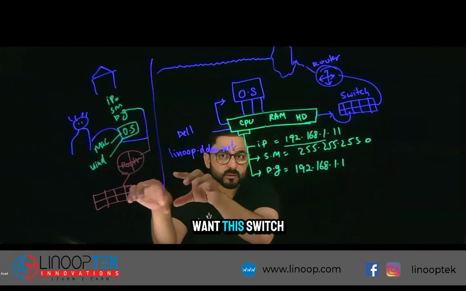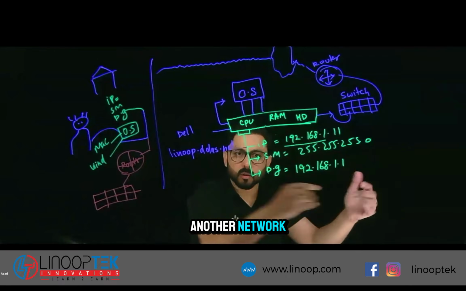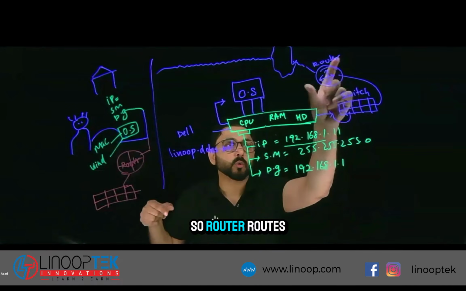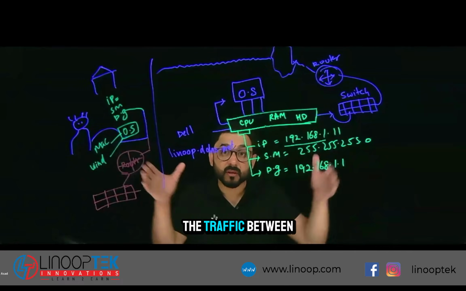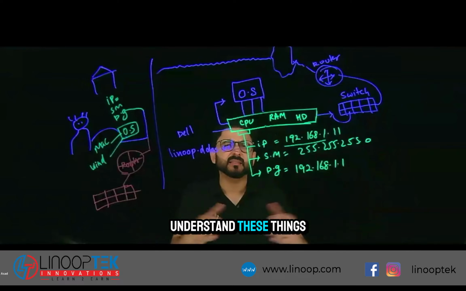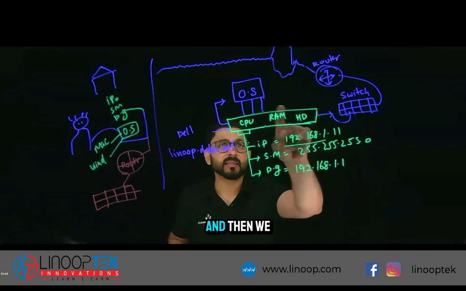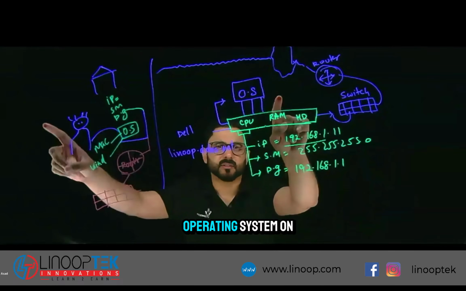Remember we talked about a switch connecting all the devices on a network, isolated from the entire universe. Now, if you want this network to be part of another network, you need to bring in a router. The router routes the packets, the traffic, between two different networks. A switch forms a network. If you understand these things, you're good. Another piece of hardware over here is the physical server.